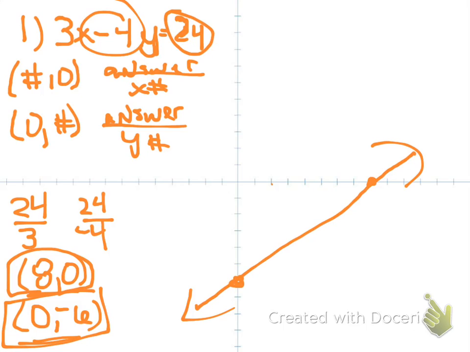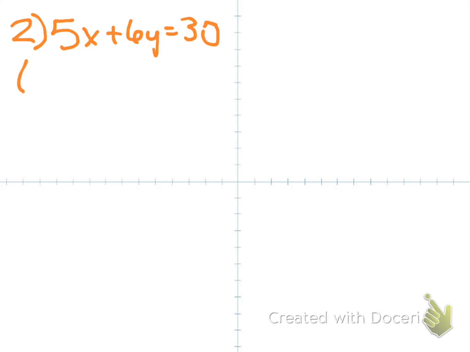I'm going to go through the others fairly quickly, but they would be very similar. So number 2, 5x plus 6y equals 30. If I divide 30 by 5, I get 6. 30 by 6, I get 5. So I go 1, 2, 3, 4, 5, 6 on the x, and 1, 2, 3, 4, 5 on the y.